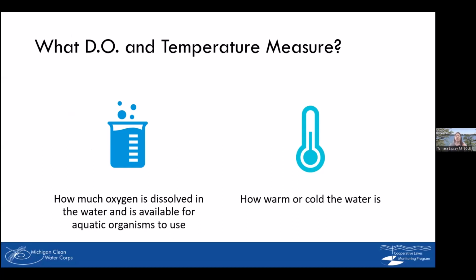So what do dissolved oxygen and temperature measure? Well, obviously, temperature measures how warm or cold the water is. And dissolved oxygen is just what it sounds like. It's the amount of oxygen that's dissolved in the water and that is available for aquatic organisms to use, like fish and other aquatic organisms.